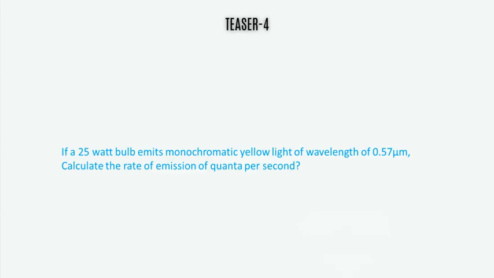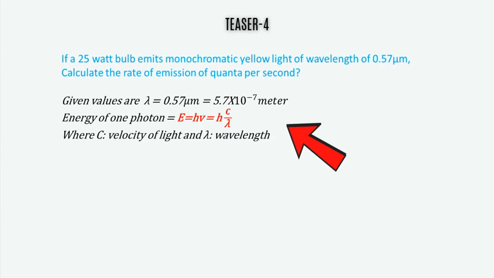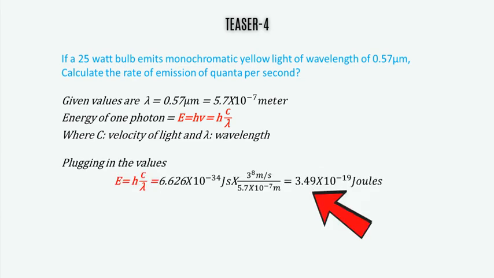Teaser 4. If a 25-watt bulb emits monochromatic yellow light of wavelength 0.57 micrometer, calculate the rate of emission of quanta per second. Given values are λ = 0.57 micrometer, which is equal to 5.7 × 10^-7 meter. Energy of one photon, E = hν = hc/λ, where c is the velocity of light, λ is the wavelength. Plugging in the values, E = 6.6 × 10^-34 joule second multiplied by 3 × 10^8 by 5.7 × 10^-7, which is equal to 3.49 × 10^-19 joules.